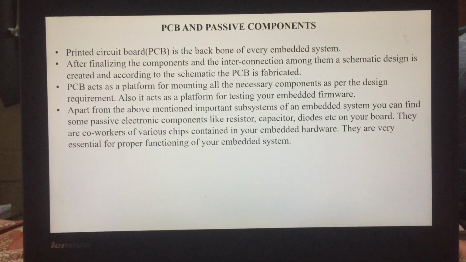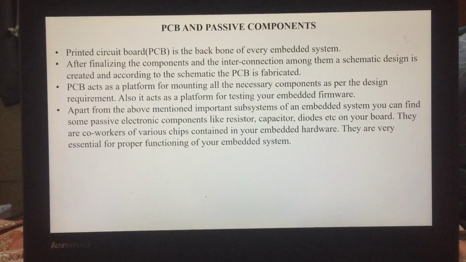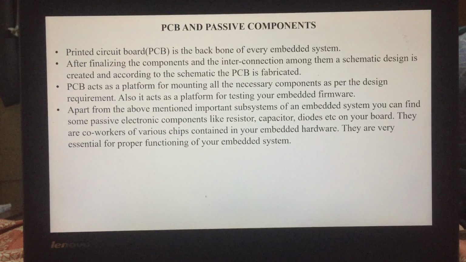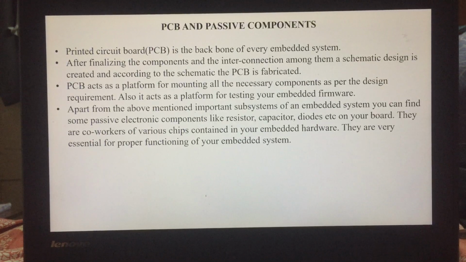The PCB is also used for testing embedded firmware. The PCB also has some passive electronic components like resistors, capacitors, diodes, etc. These are essential for proper functioning of the embedded system.